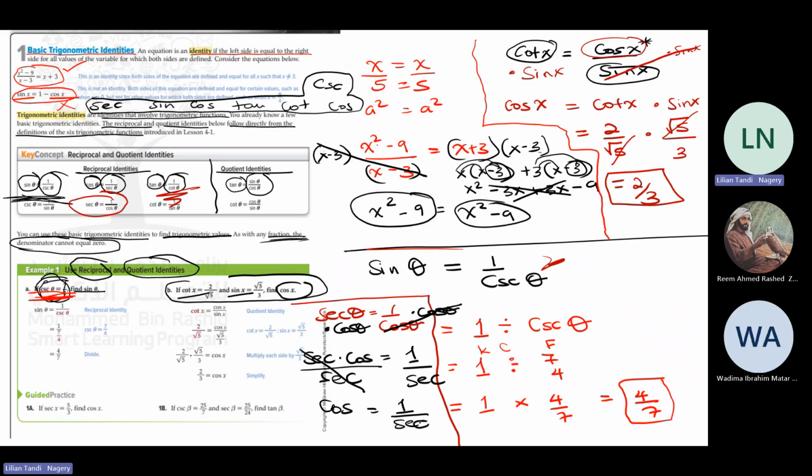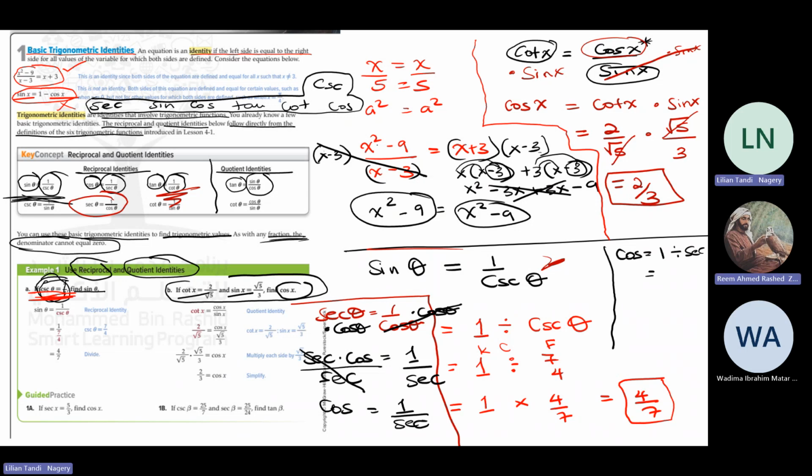I don't want a fraction now. How else can you write 1 over secant? 1 divided by secant. Very good. So you're going to write here 1. What is it? Cos, yes? Yes. Cos equals 1 divided by secant.